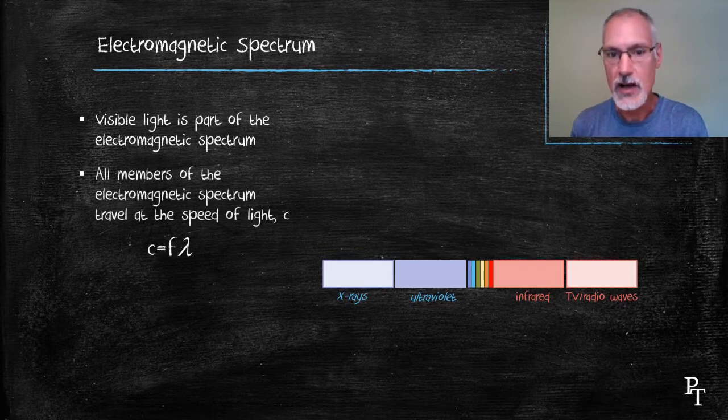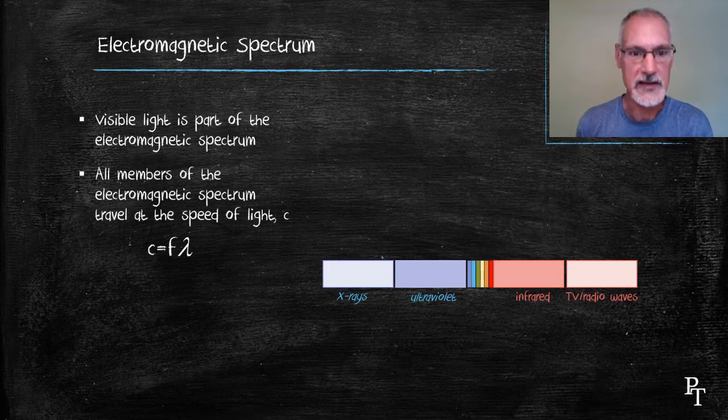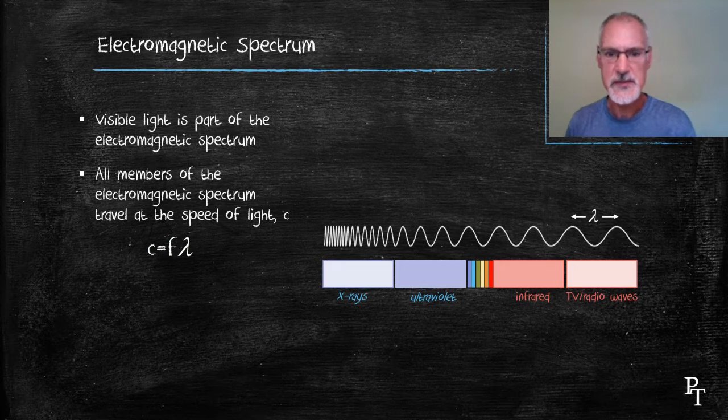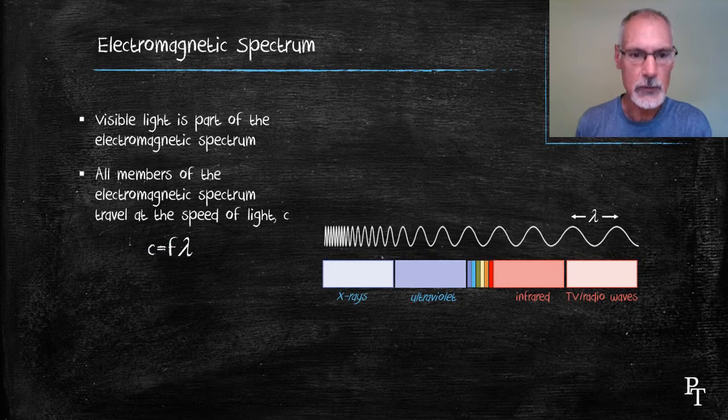One thing these all have in common is they travel at the speed of light, c in this equation, 3 times 10 to the 8th meters per second. And they all follow what's called the universal wave equation, where the velocity of the wave is equal to its frequency times its wavelength. The wavelength of a wave is the distance between its crests. Here we can briefly compare X-rays at one end to TV and radio waves at the other end. TV and radio waves have long wavelengths, and X-rays much shorter wavelengths.